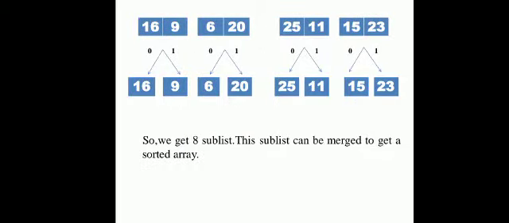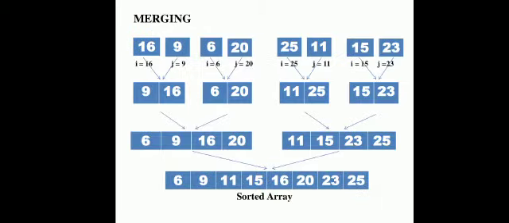After dividing, we get 4 subarrays. The values of the first subarray are 16 and 9. The values of the second subarray are 6 and 20. The values of the third subarray are 25 and 11. And the values of the fourth subarray are 15 and 23. After dividing these 4 subarrays, finally we get 8 sublists. Then these sublists can be merged to get a final sorted array.